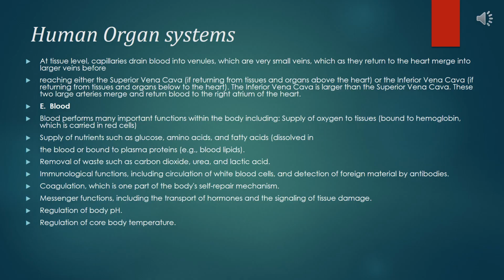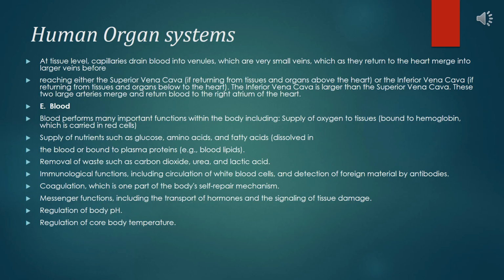At tissue level, capillaries drain blood into venules, which are very small veins, which as they return to the heart merge into larger veins before reaching either the superior vena cava if returning from tissues and organs above the heart, or the inferior vena cava if returning from tissues and organs below the heart. The inferior vena cava is larger than the superior vena cava. These two large veins merge and return blood to the right atrium of the heart.